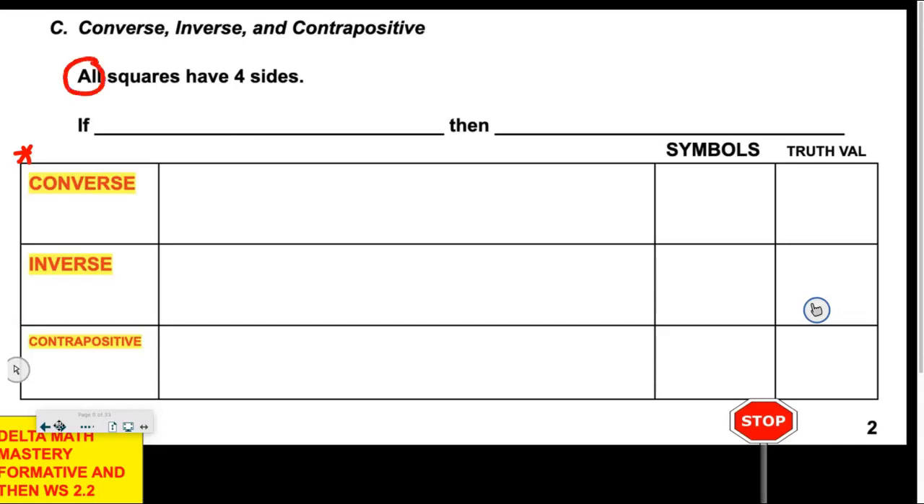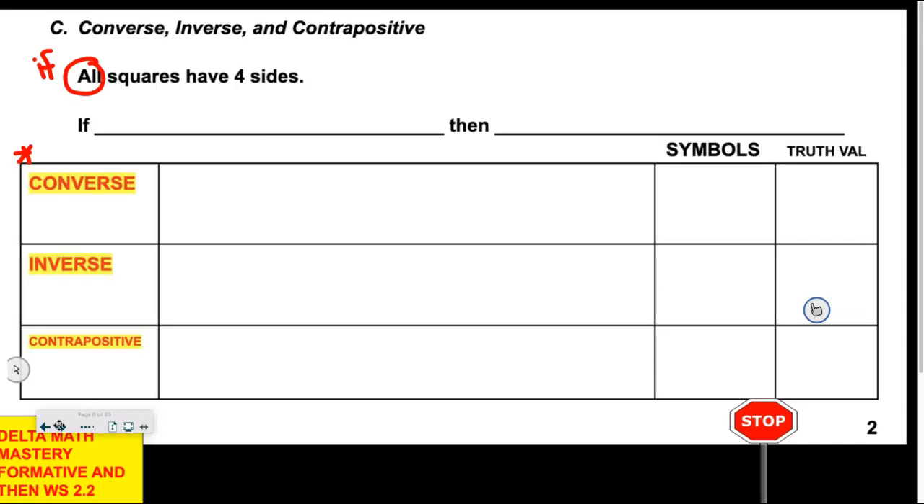Circle that word all, and I would again like you to think of it as if. If I say all monkeys have tails, I'm saying if an animal's a monkey, then it has a tail. If I say all redheads are brilliant, I would write if you are a redhead, then you are brilliant. So the all actually becomes if, and so it's the first part of the statement. So I'd say if, now I need a subject to my sentence. I don't want to say if squares then, right? Because we try to have as good of English as possible.